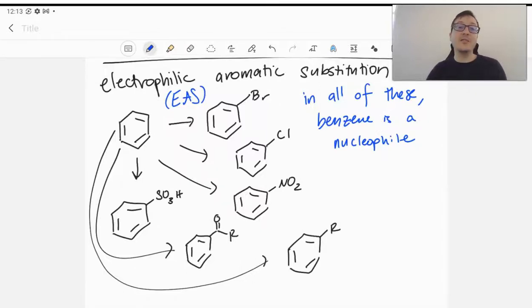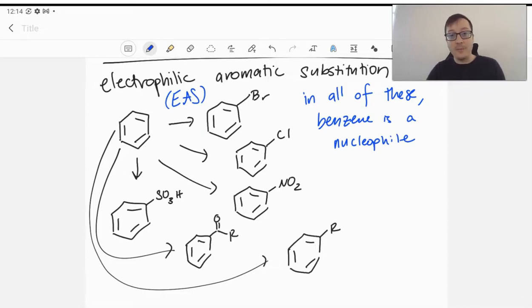Let's talk about electrophilic aromatic substitution, or EAS, as we will abbreviate it. In this set of reactions, benzene is going to act as a nucleophile and react with a variety of different electrophiles. And in doing so, we can brominate it, chlorinate it, add a nitro group or a sulfonic acid, or we can add a ketone or an alkyl group. So we have quite a variety of different things we can do with our benzene.